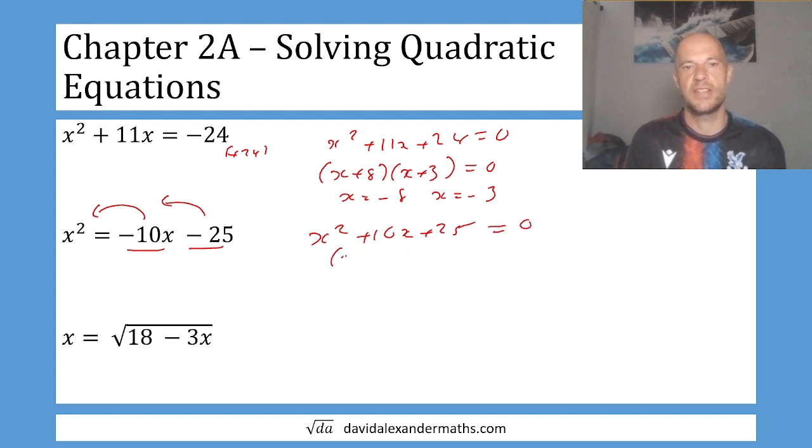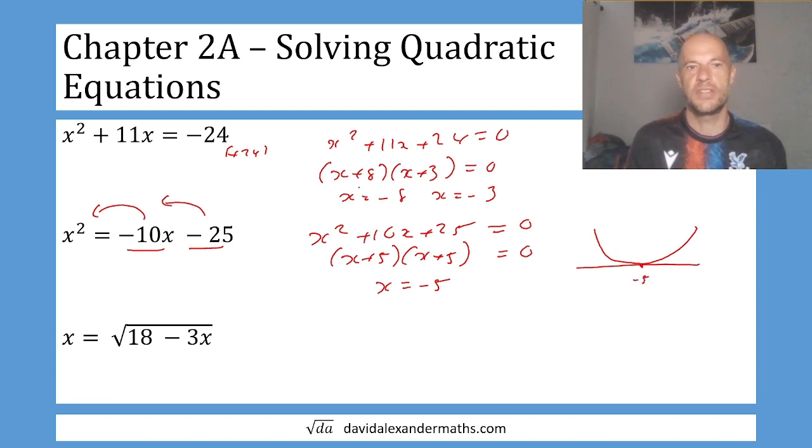So that will factorise to (x + 5)(x + 5) = 0. So here we just get one solution, which is negative 5. And what that means when we're only getting one solution is, if we were to graph it, the graph will just touch at negative 5, whereas when we're getting two solutions, that's going to cut through the axis at negative 3 and negative 8.